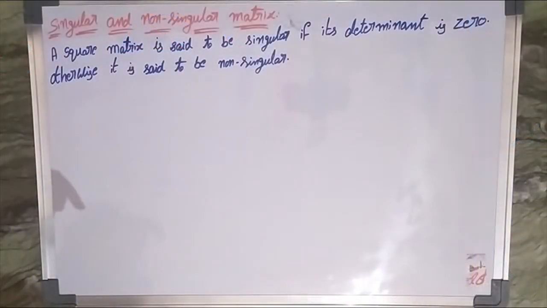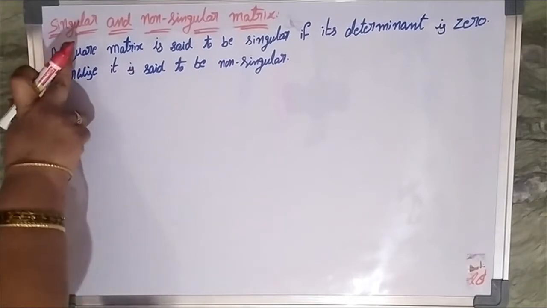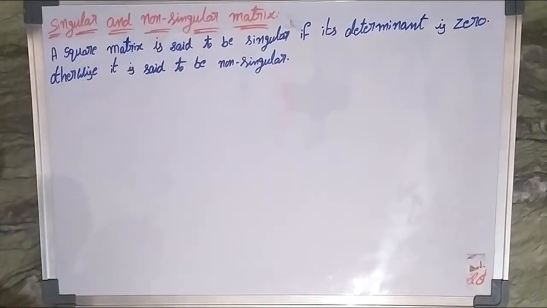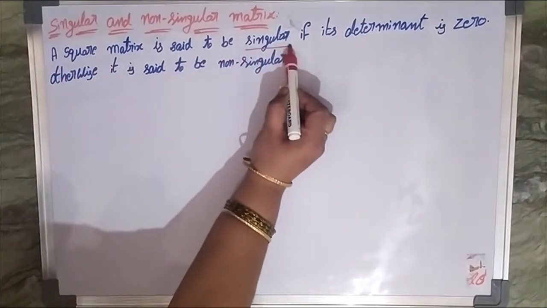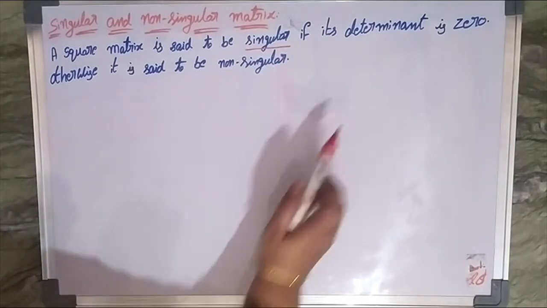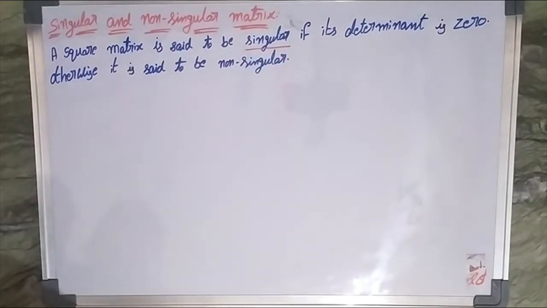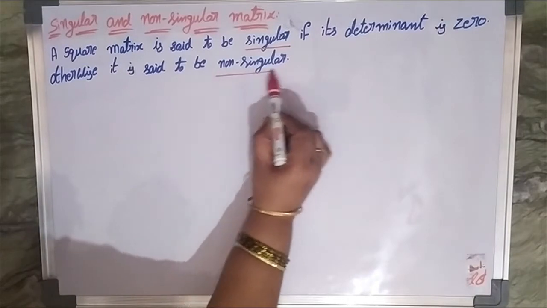Next, we will discuss some more definitions about matrices. First definition is singular and non-singular matrix. The definition is that a square matrix is said to be singular if its determinant value is equal to 0. Otherwise, it is said to be non-singular.